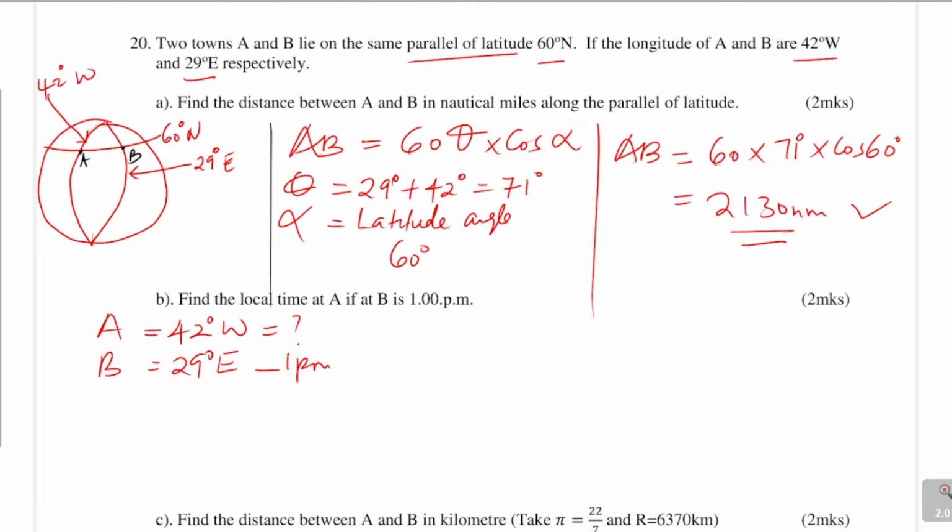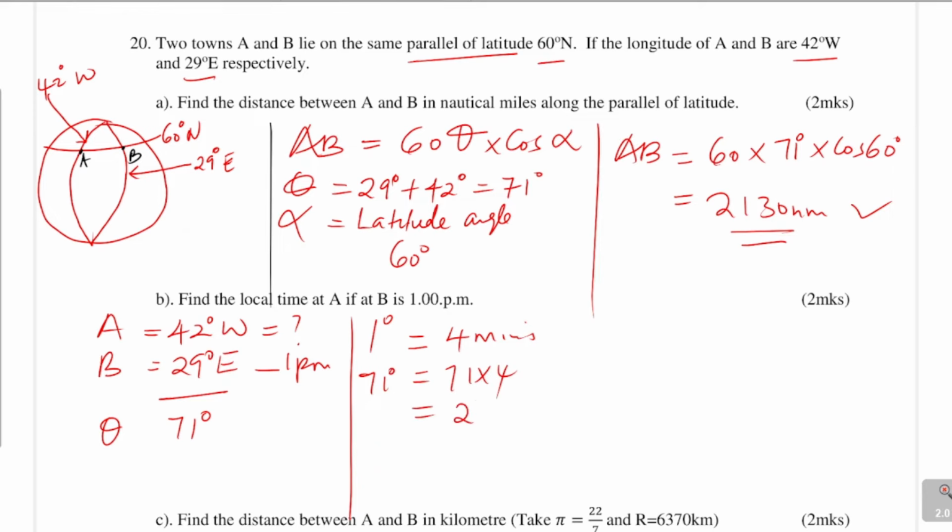So first of all, get the longitude difference. The longitude difference is the one that you have already obtained. So the longitude difference will simply be, you add 42 plus 29. We already have that, 71 degrees. Then you want to see what difference is brought about by this longitude difference. For every 1 degree, there is a difference of 4 minutes in longitudes. So what about 71 degrees? It will be 71 times 4. And this will give 284 minutes. And 284 minutes is equivalent to 4 hours and 44 minutes. So that is the time difference between the two places.